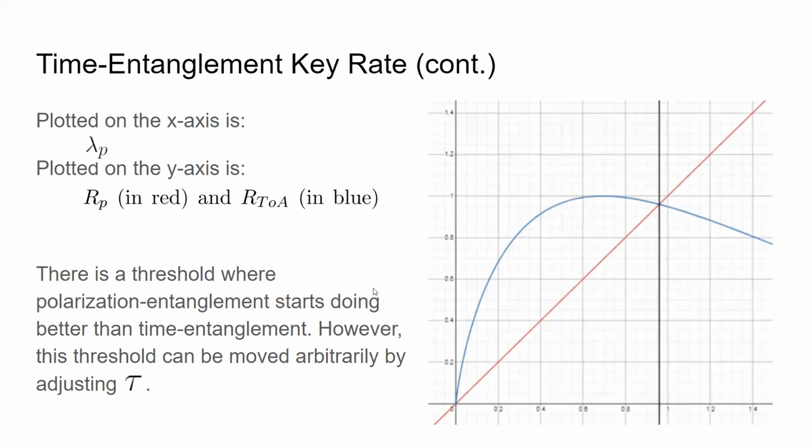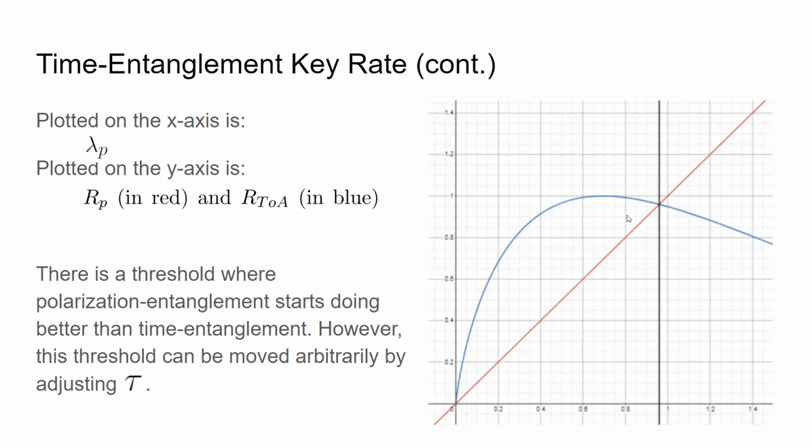Just to see a visual comparison, here's how R sub p, which is the maximum key rate given by polarization entanglement, compares to R sub TOA, where TOA means time of arrival. So that's going to be the maximum key rate which you get by using time entanglement. So here in this plot to the right, the x-axis represents lambda p, and then we can see that there is a point, a threshold, where R sub p exceeds R sub TOA, and will continue to for all larger values of lambda p.